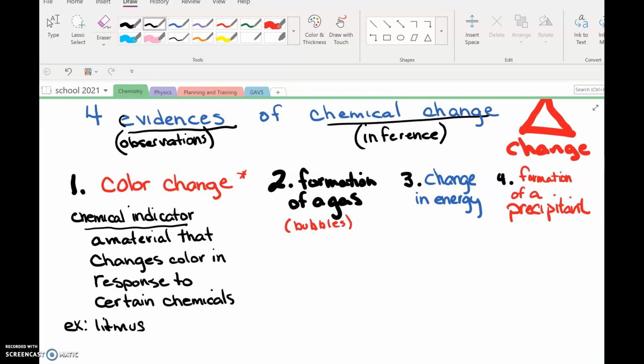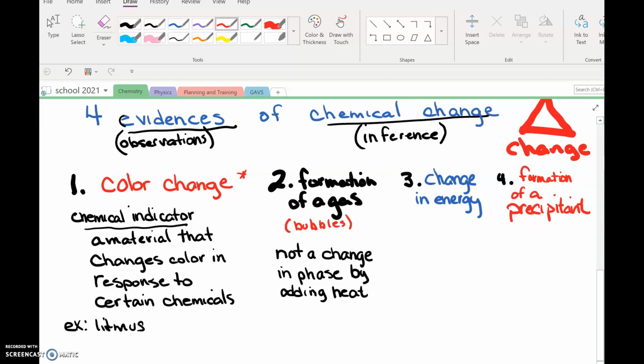So rather than assuming that it was a physical change, we knew we painted the wall. You can change the color of a piece of paper by putting your drawing on it. Those will all be physical changes. But when it's a chemical change involved with the change in color, we usually have a chemical indicator there to express that. Let's look at the second, formation of a gas.